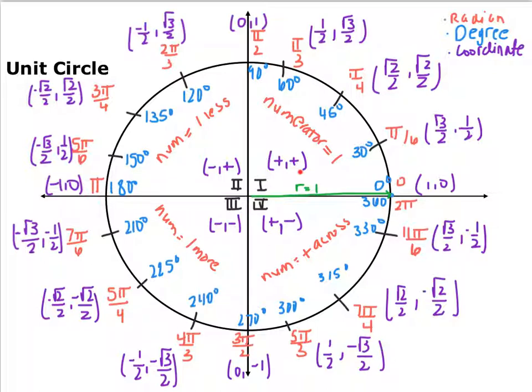So in the first quadrant, x and y are both positive. In the second quadrant, you have negative x, positive y. In the third quadrant, they're both negative. And in the fourth quadrant, they're positive, negative.